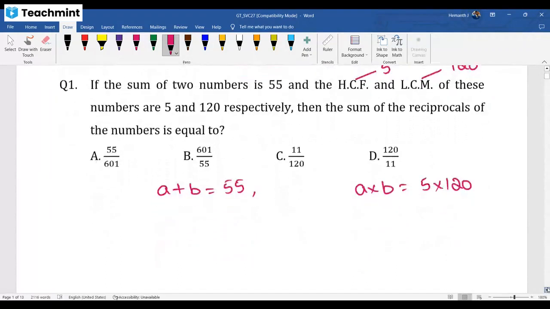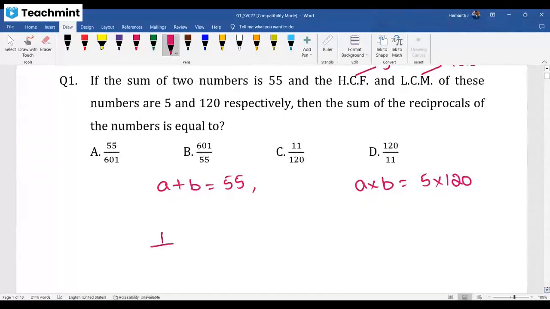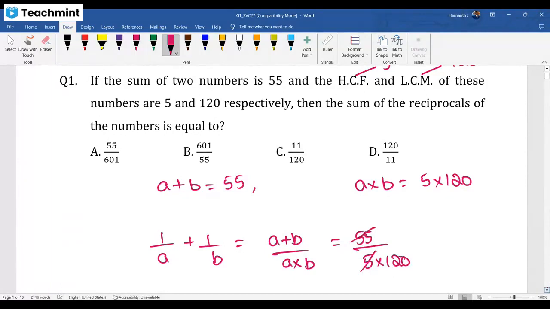What they are asking in the question is the sum of the reciprocals, 1 upon A plus 1 upon B, which is nothing but A plus B divided by A into B. You know A plus B is 55. You came to know A into B is 5 into 120. 5 once is 5, 11 times. We can say 11 upon 120. Option C is correct. Check it out, option C is correct.